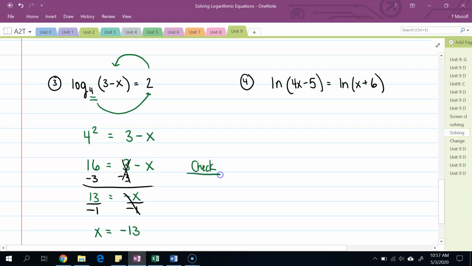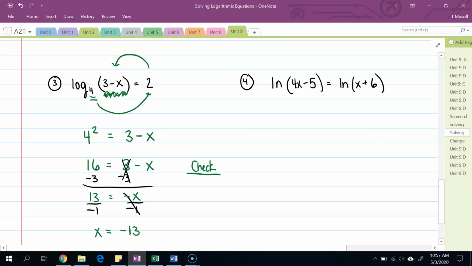A lot of people, when they get an answer that's negative, they immediately think it's not going to work. But that's not necessarily the case. It's not whether the answer is negative, it's whether when you plug it back into the equation, this piece, the part in parentheses, it's whether that number is negative.